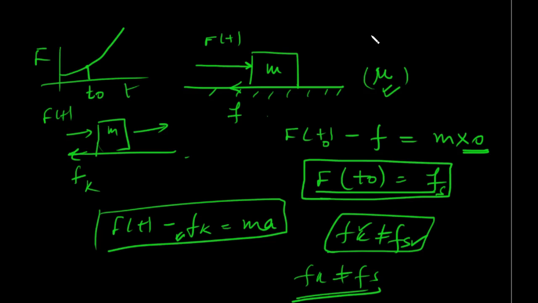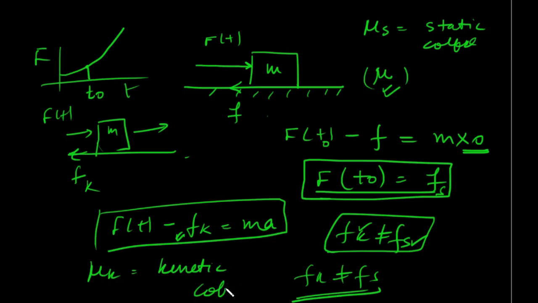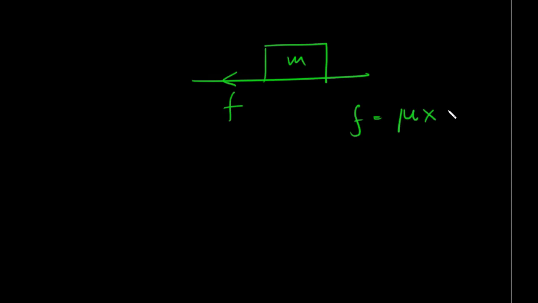This is because there are two coefficients of friction. One is the static coefficient, and one is the kinetic coefficient. Another thing is that the formula for friction force is the coefficient of friction times the normal force on the block. Okay, this is the formula for friction.